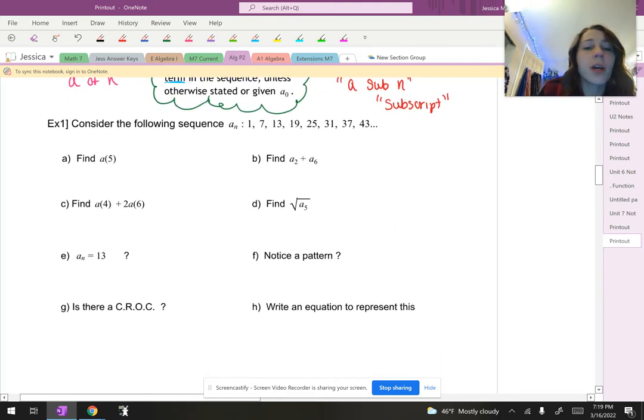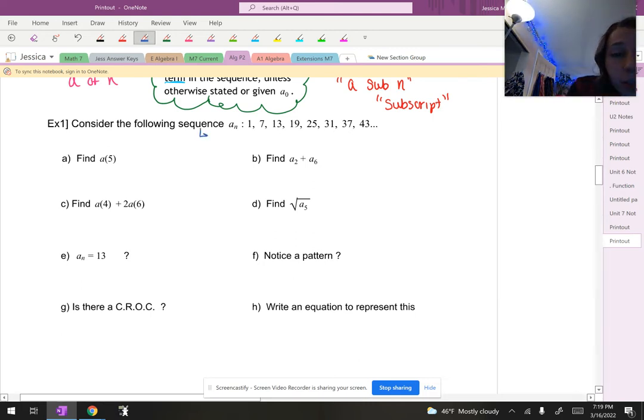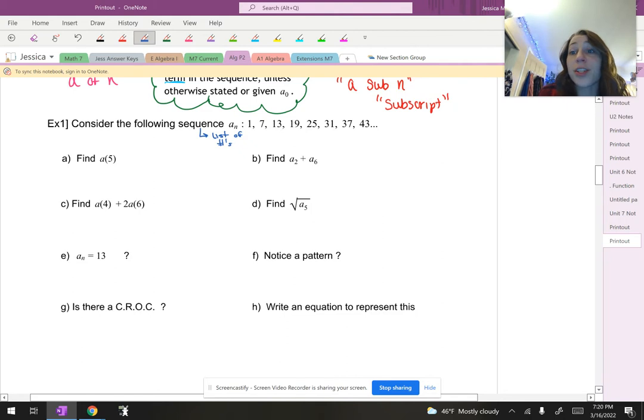All right, so consider the following sequence. And remember that a sequence is just a list of numbers. That's all that really is. So a sub n, remember that subscript right up there, is 1, 7, 13, 19. So a list of numbers, right?